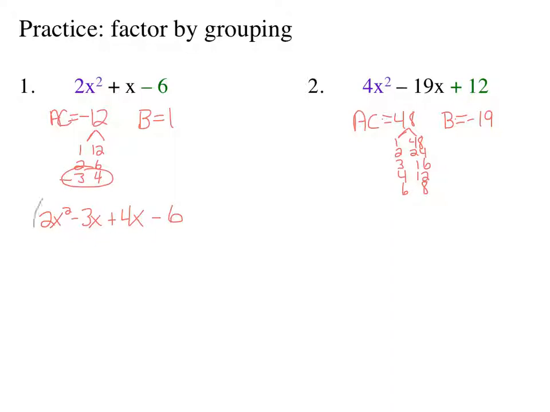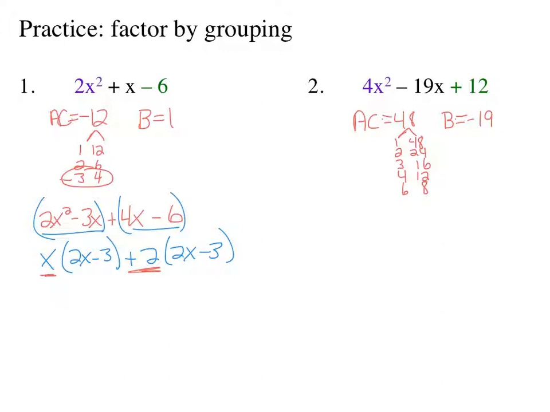And then what we're going to do is group the first 2 and the last 2, and then we're looking for a GCF of this first group, which would be an x. And if we took that out, we would be left with 2x minus 3. Then we're looking at the GCF for the second group, which would be 2. And then what would be left over if we took out a 2 is 2x minus 3. So then what ends up happening is the x and the 2, the GCFs that you had of each group, that's actually one of your factors.